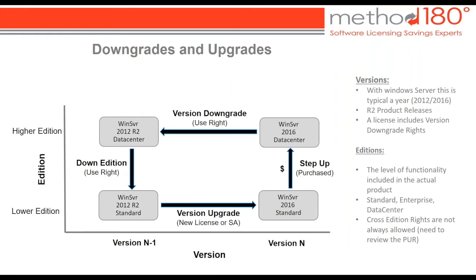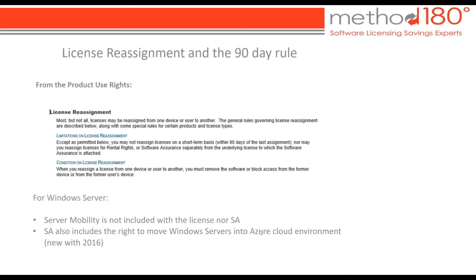So if I was doing data center to get unlimited virtualization, I'd have to have a 2016 data center license. If I was stacking, I may be able to stack some 2012 and 2016. We'll talk about stacking here in a little bit. The other key concept to understand is that I've talked about this on a lot of my webinars, but it is a key concept within Microsoft licensing, which is the reassignment rule, and then what Microsoft calls the 90-day rule.